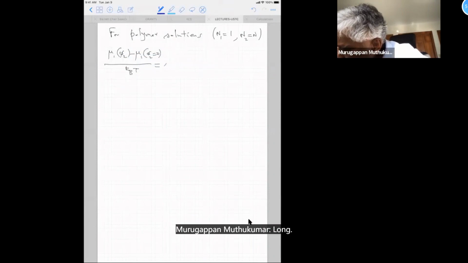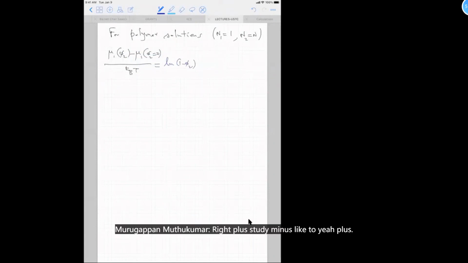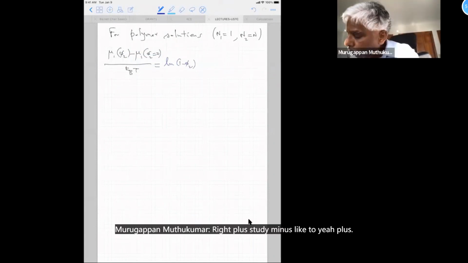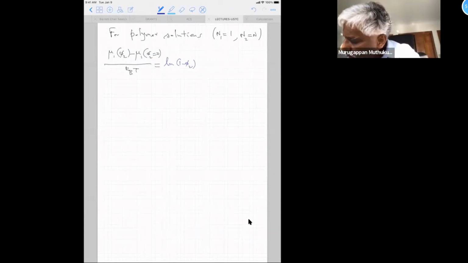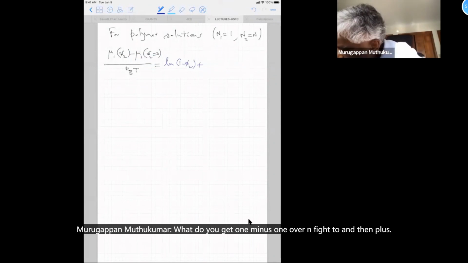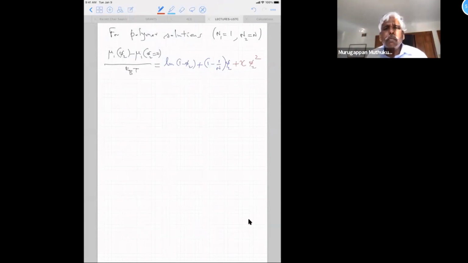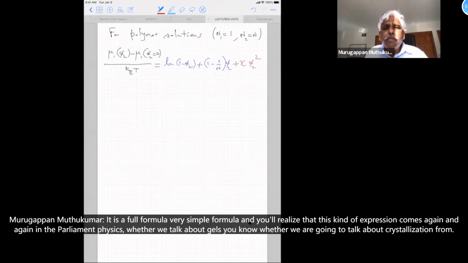Log 1 minus phi 2, right, plus, sorry, minus phi 2, yeah, plus, what do you get? 1 minus 1 over n phi 2, and then plus chi phi 2 squared. That's what we get. So there's a full formula, a very simple formula.